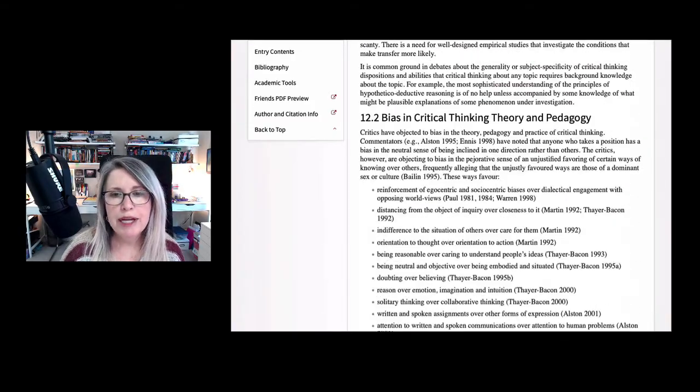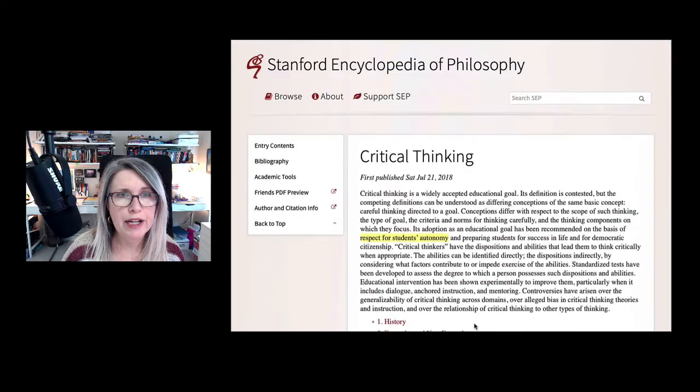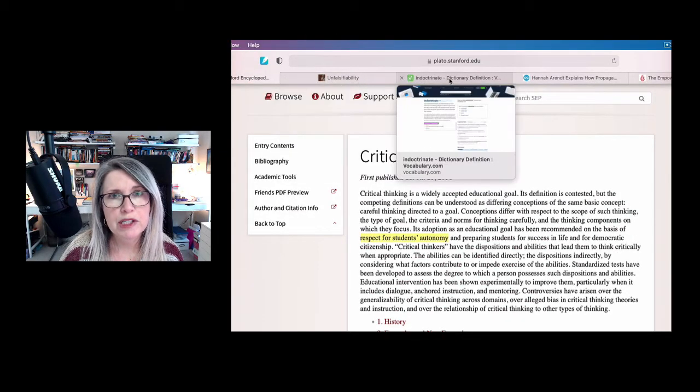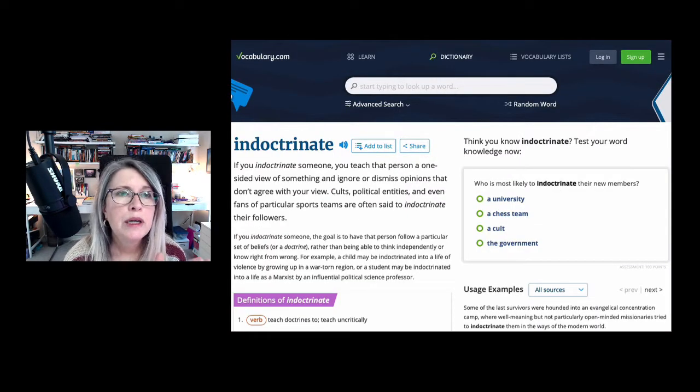All right. So it goes on from there. Again, I strongly suggest that you read this entire thing and judge for yourself. But I just wanted to walk you through it, as well as the whole definition of unfalsifiability. Well, what is indoctrination? Said I would do that, didn't I? If you indoctrinate someone, you teach that person a one-sided view of something and ignore or dismiss opinions that don't agree with your view.